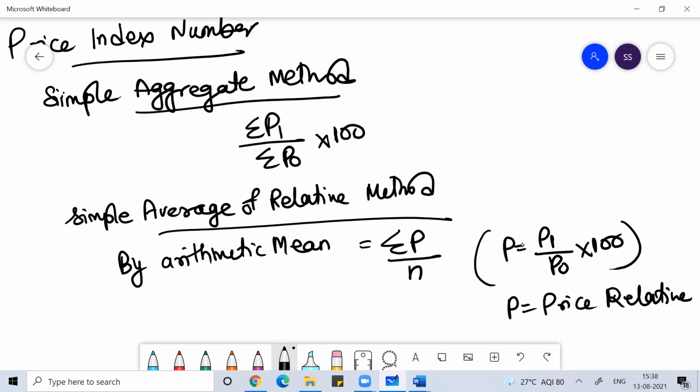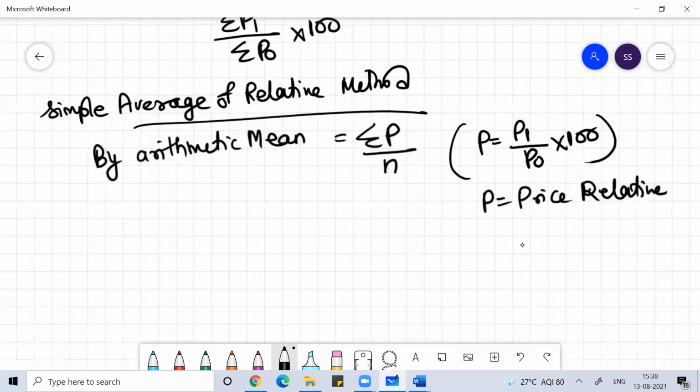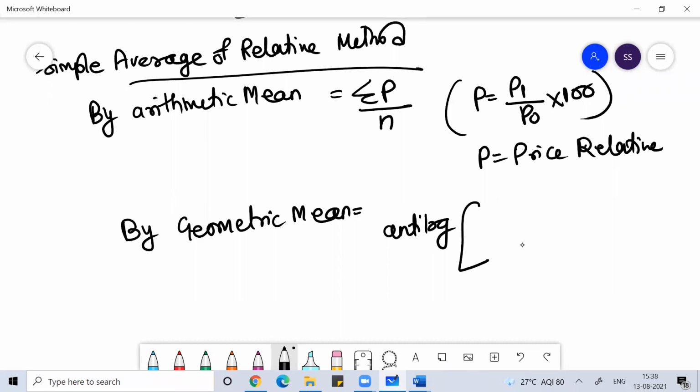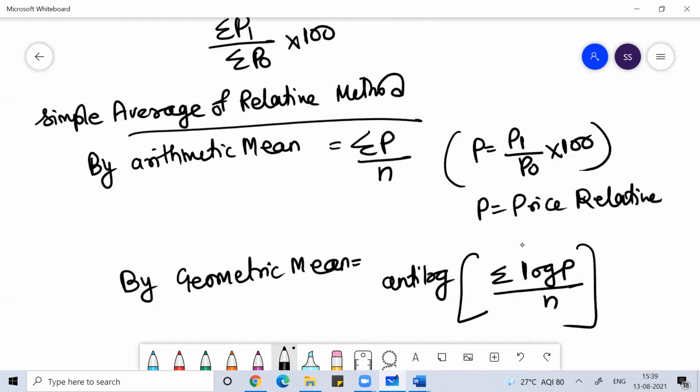So for the simple average of price relative, you can follow either the arithmetic mean or the geometric mean. If I follow the geometric mean, then the formula is antilog of sum of log P by N. So this is the formula of the simple average of relative method. If we are following the price index number, these are your formulas.